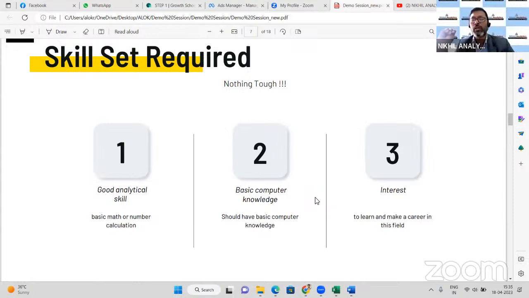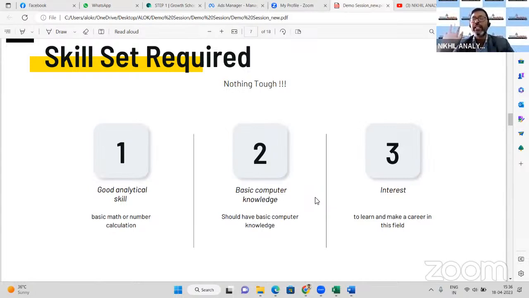Just for the sake of getting a job, I request you do not go for analytics. Why? Because analytics will help you make a career and get a good package and good growth when you have strong interest. When we say interest, you have to spend time learning things practically, doing each and every activity. At Nikhil Analytics, we make sure that you practically do each and every task with your faculty. That comes when you have a strong interest. Without a strong interest, you're not able to learn it.